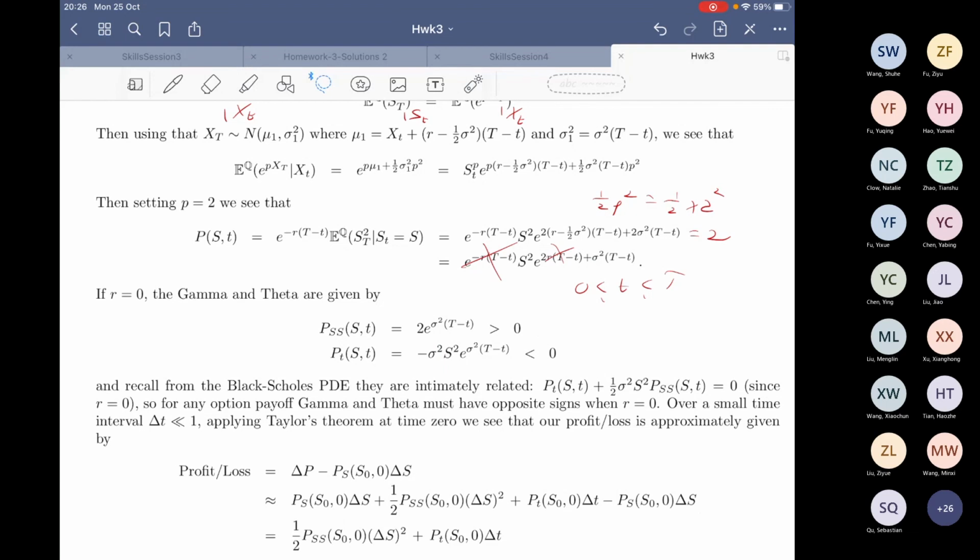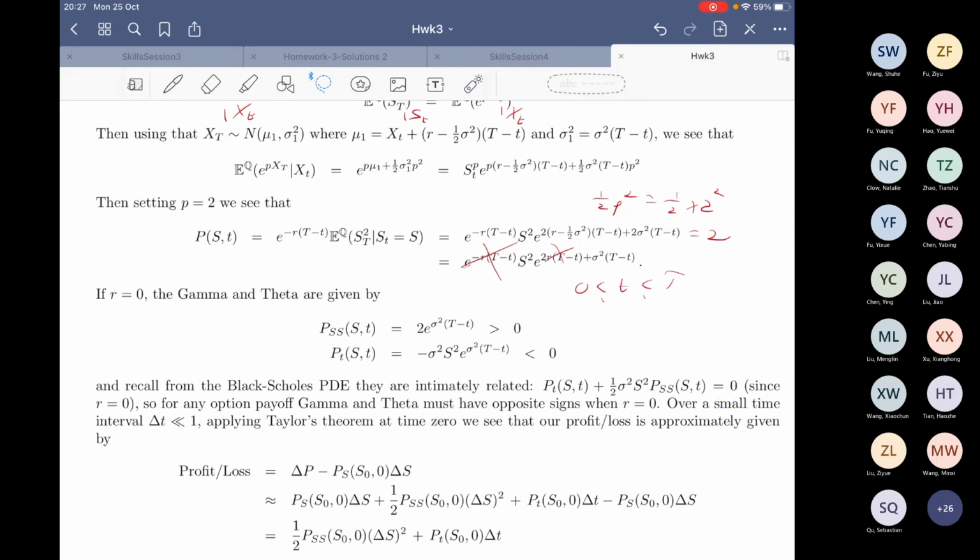But recall also that from the Black-Scholes PDE, we know that these two expressions, the theta and the gamma, are related. When the interest rate is 0, the Black-Scholes PDE is precisely just a relationship between the theta and the gamma of the option for whatever payoff we're considering. So this is theta and this is gamma. So essentially theta plus something times the gamma is equal to 0, the something being a half sigma squared S squared. So as I said, the Black-Scholes PDE says theta and gamma are intimately related. In particular, for any option payoff, or at least when R is 0, the gamma and the theta must have opposite signs because their sum is equal to 0.